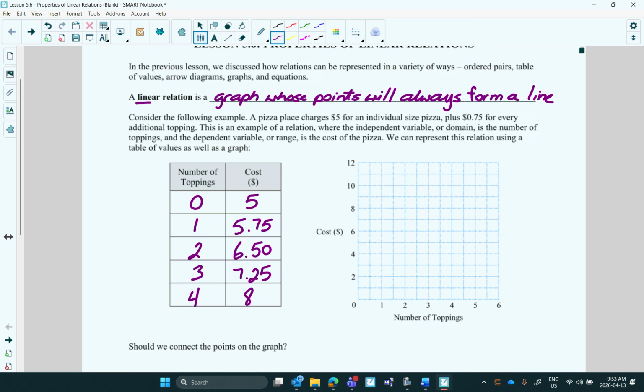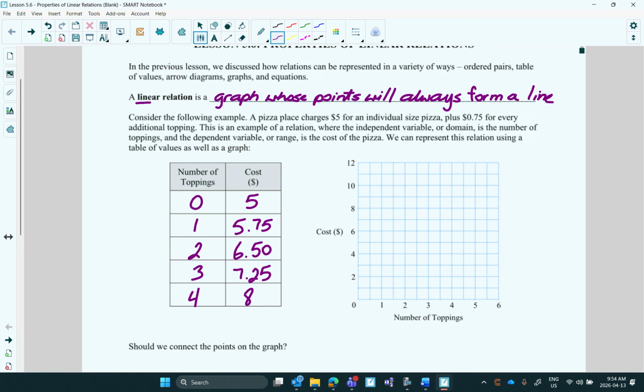So remember, in a table, the first column is the independent variable and it contains the domain. So if I ask you the domain, you go 0, 1, 2, 3, 4. The second column is the dependent variable. It contains all the range numbers. So we can show this using a graph where the independent variable is the number of toppings and the dependent variable is the cost.